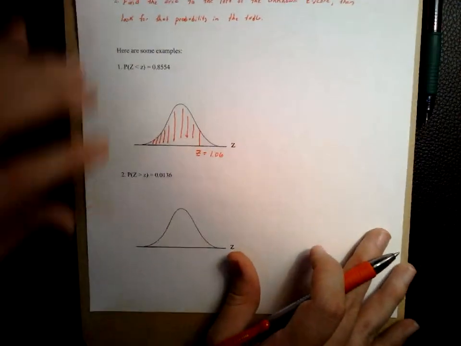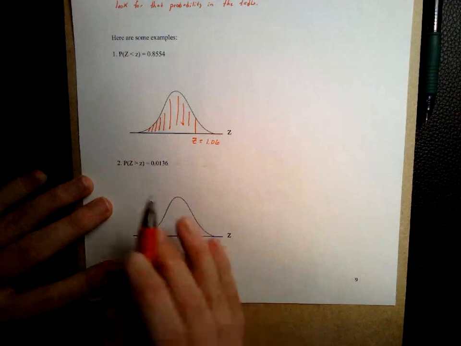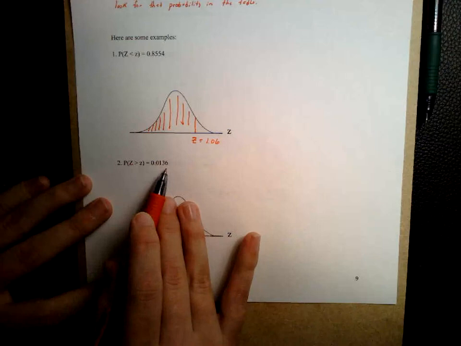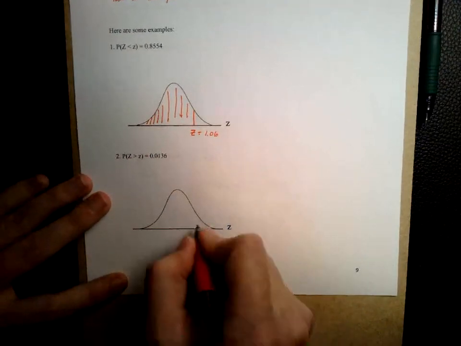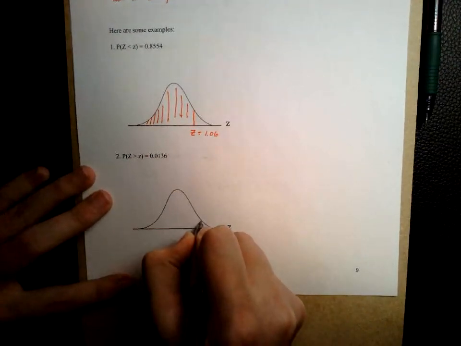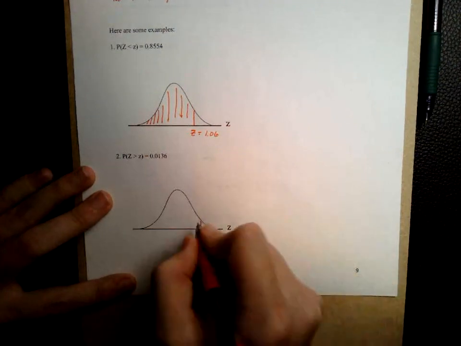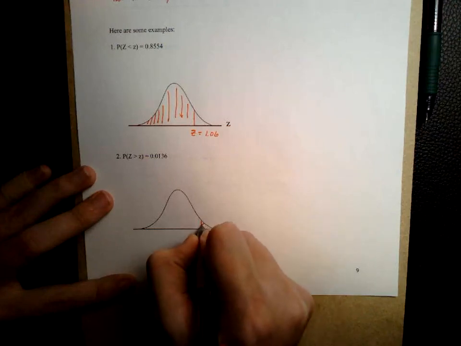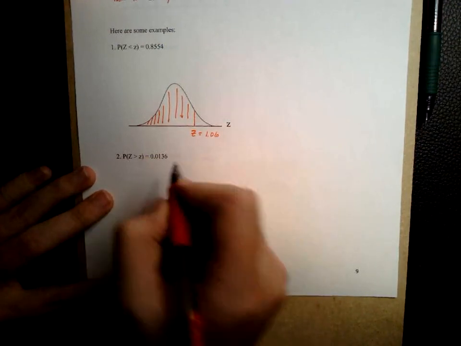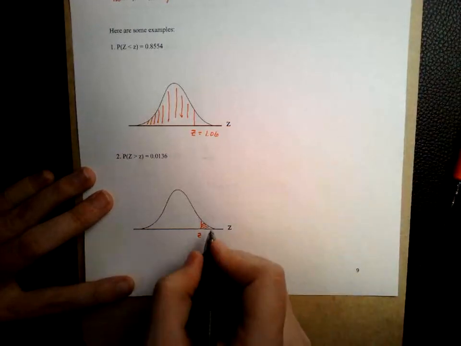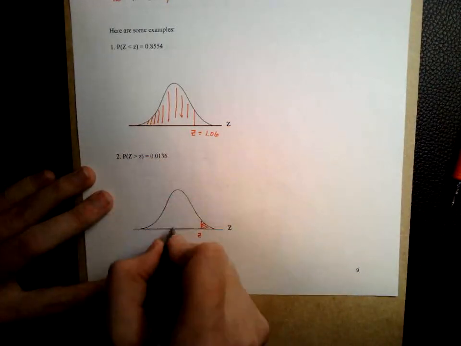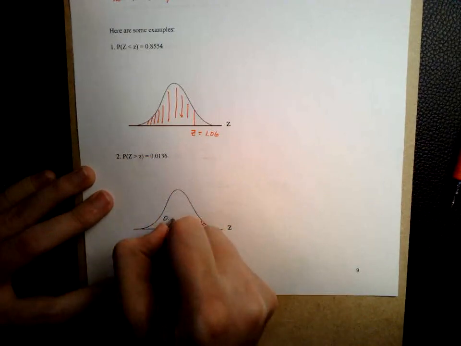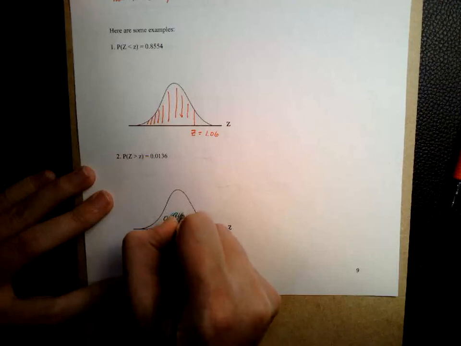Now let's look at this next one. Find a z-score such that the probability of z being greater than the z-score is 0.0136. And that means that our z-score must be up here if the area to the right of it is so small. So our z-score is right here, and the area to the right of it is 0.0136. Then the area to the left of it, we can take 1 minus that to find this area over here. And if we do that, we get 0.9864.